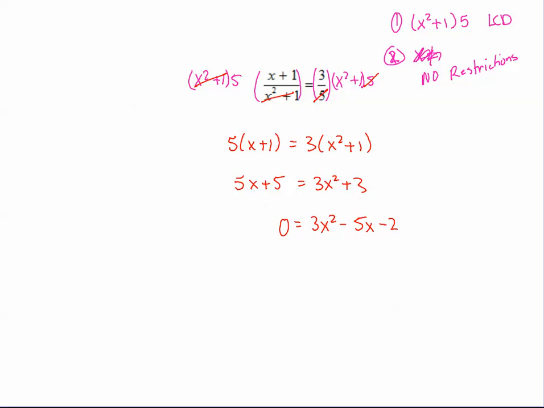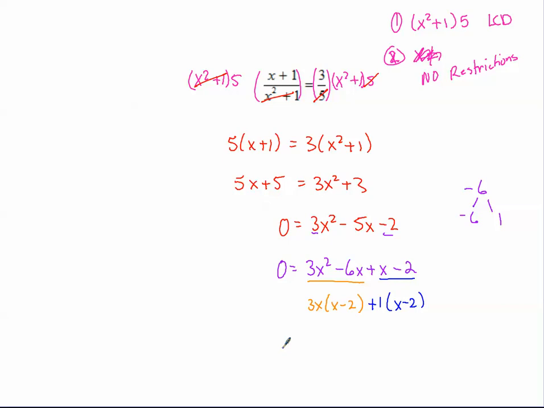So now this is a quadratic. There's no GCF. So first term times the last term is -6. Factors of -6 that add up to -5 are -6 and +1. So I'm going to rewrite this so I can solve it by grouping. 3x squared minus 6x plus x minus 2. So what can I take out of here? I can take a 3x out. I'm left with an x minus 2. What can I take out from here? Well, I can take out a +1. I'm left with an x minus 2.